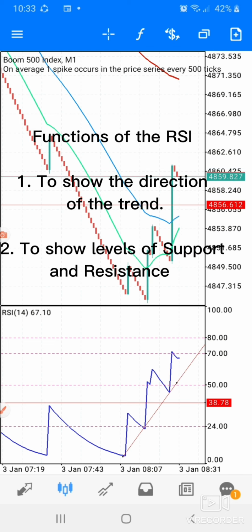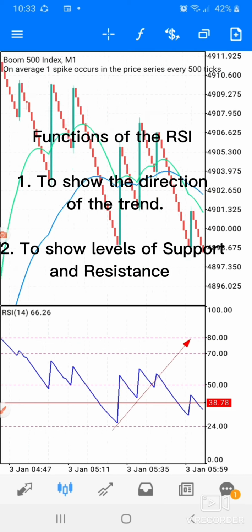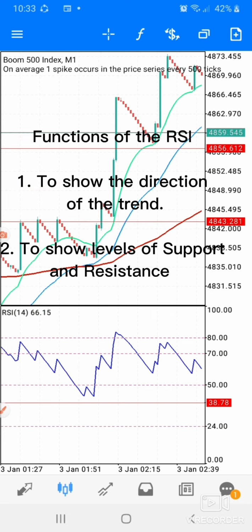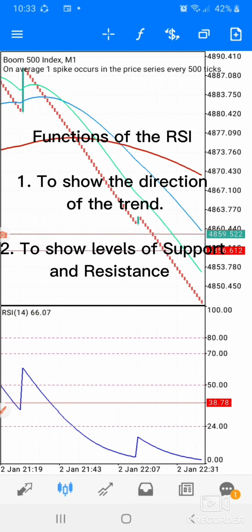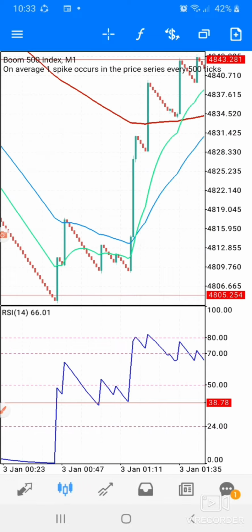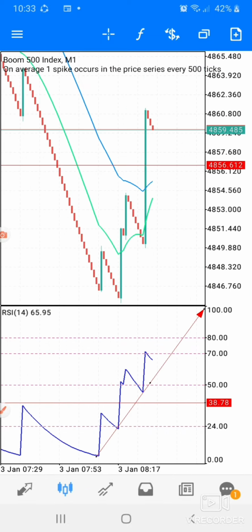Firstly, the RSI can be used to indicate the trend direction. The other function is that the RSI can be used to indicate levels of support and resistance. So if you check on my chart, you can see these are the indicators that I have.